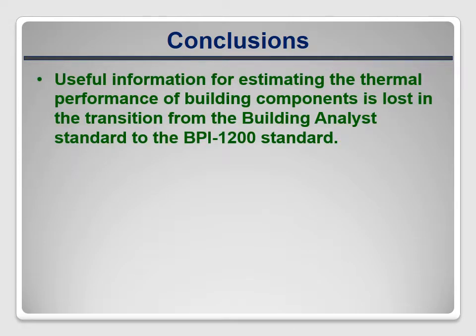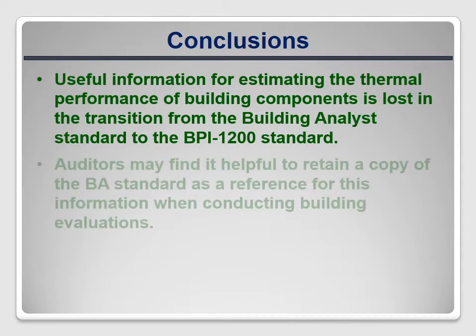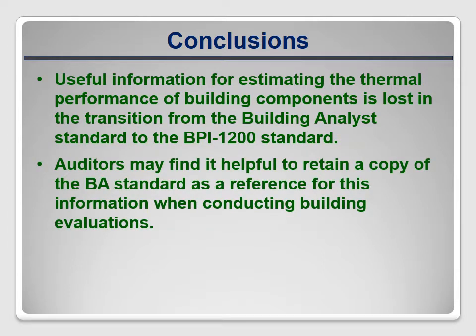From this review, it's clear that significant information helpful for estimating the thermal performance of building components is lost in the transition from the Building Analyst standard to BPI 1200. But at least for now, this information is still available in the BA standard. So even if your program adopts BPI 1200 as the official reference for audits, it may be worthwhile to keep a copy of the BA standard available simply to use these R value and U value charts.